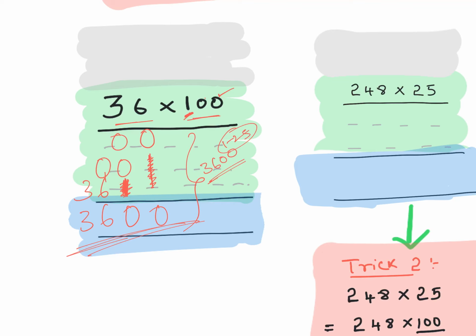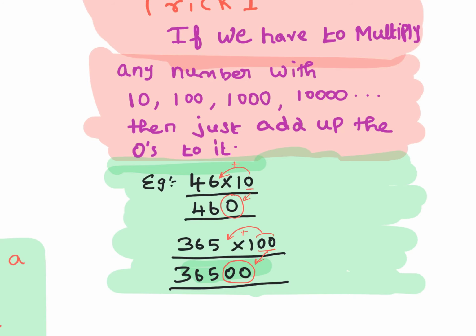How is this possible? Let us see the tip. If we multiply any number with 10, 100, 1000, 10,000, I mean the numbers which end with zeros, right? Then just add the zeros to it. Here is an example: 46 times 10. So take the 46, to which you will be adding this 0. Just add the zeros to it. So 0 is being added to 46, so 460 is the answer.